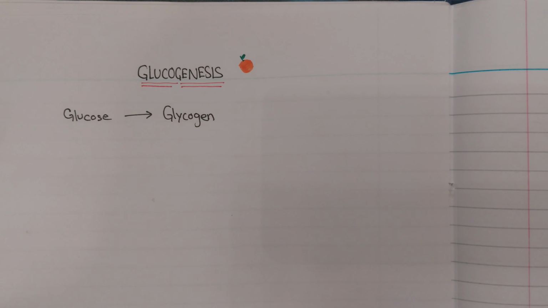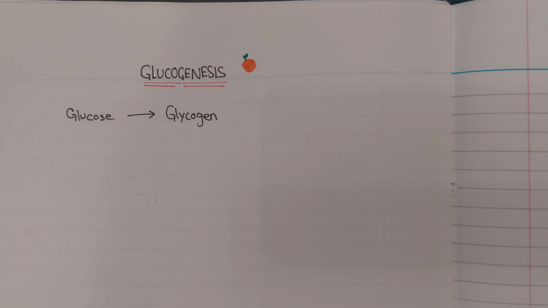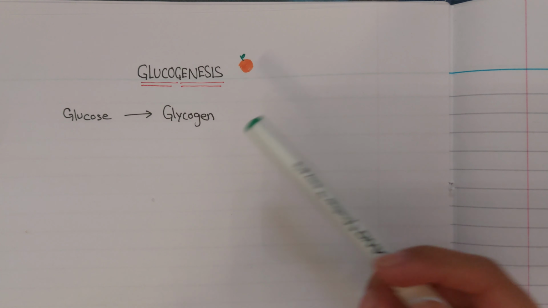So, when there's a large amount of glucose in our body, it is converted into glycogen because a large amount of glucose can cause osmotic imbalance. Therefore, it can't be stored just as glucose in our body. So, to maintain the osmotic balance in our body, it is converted into glycogen.